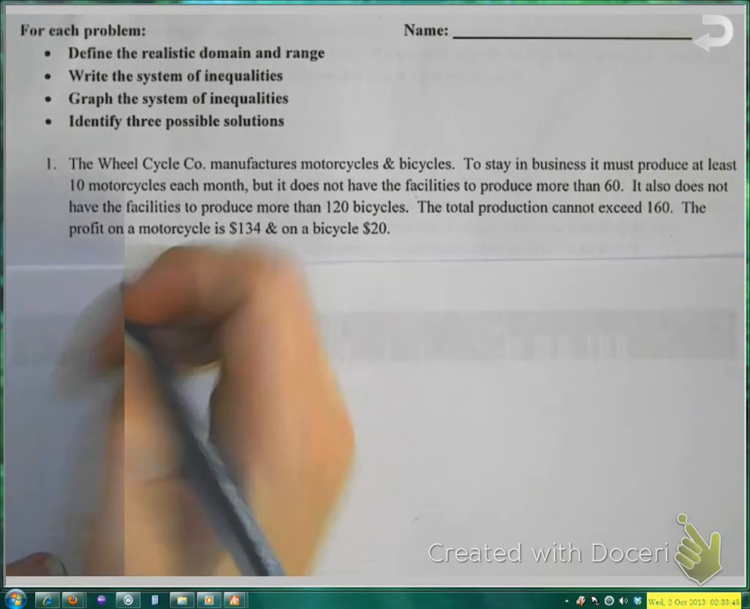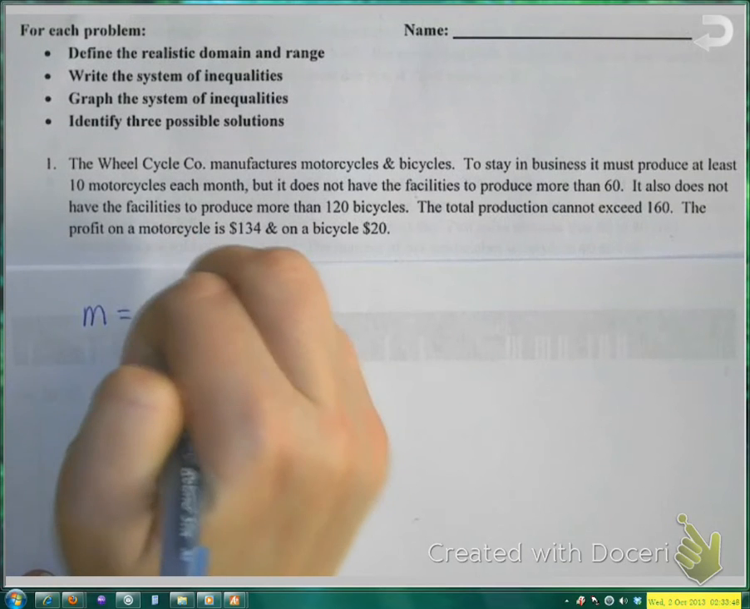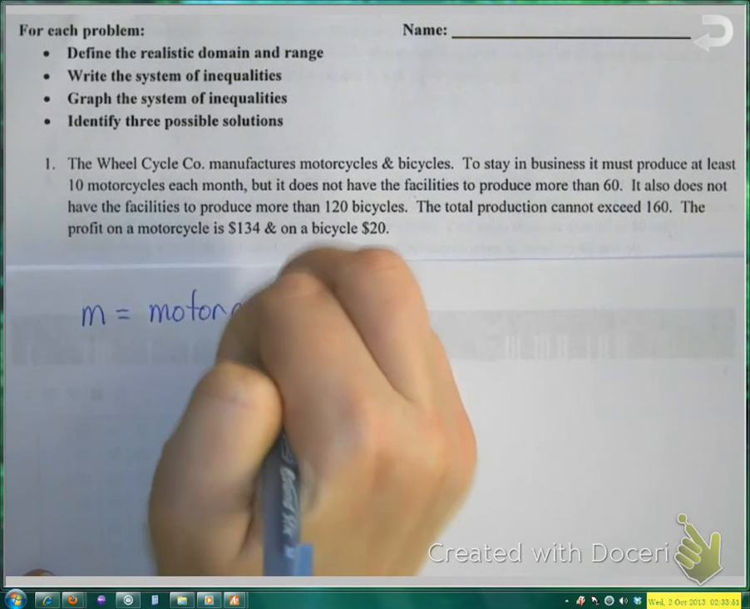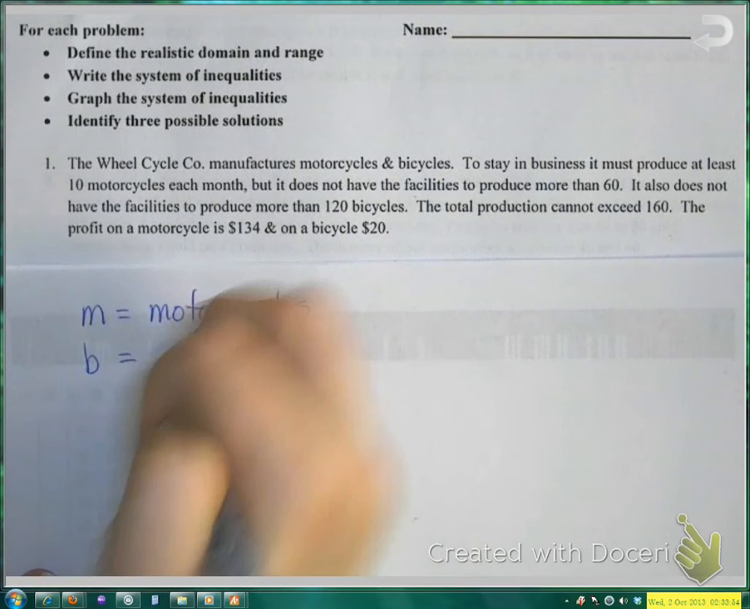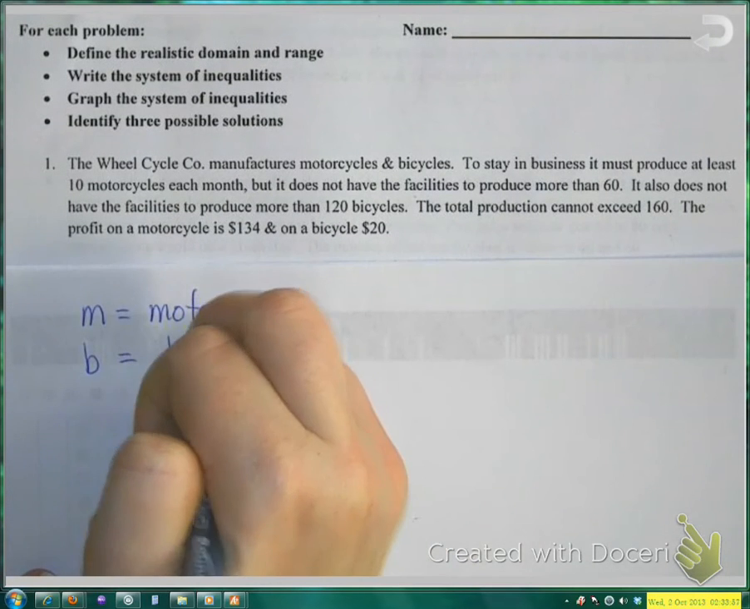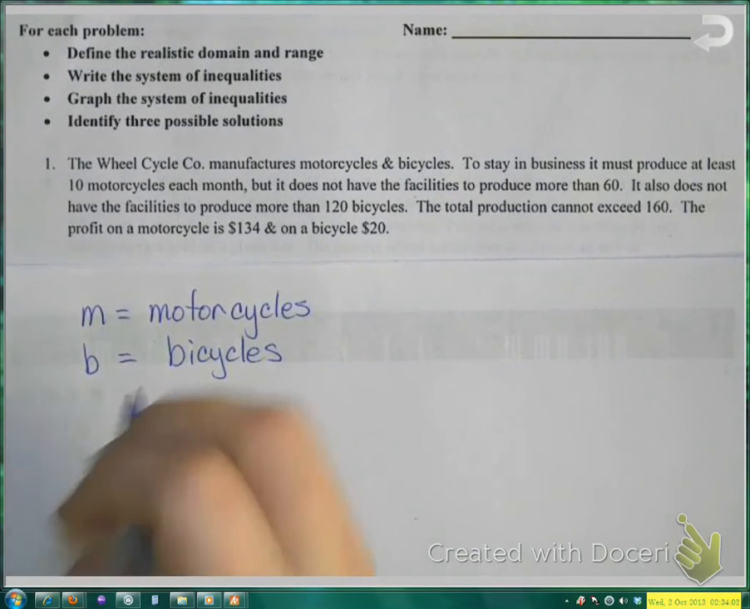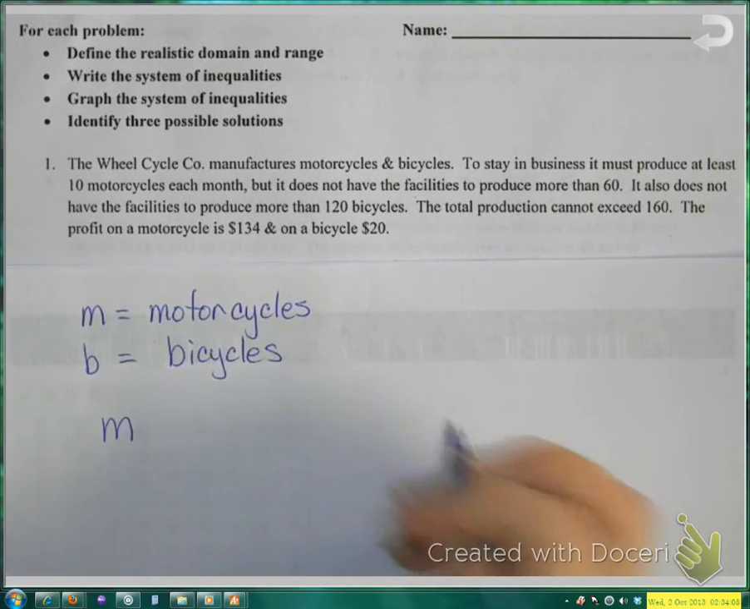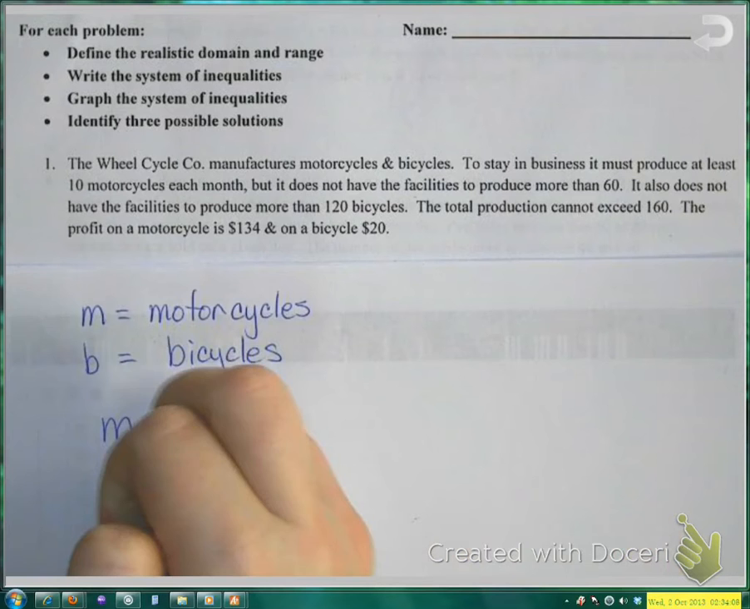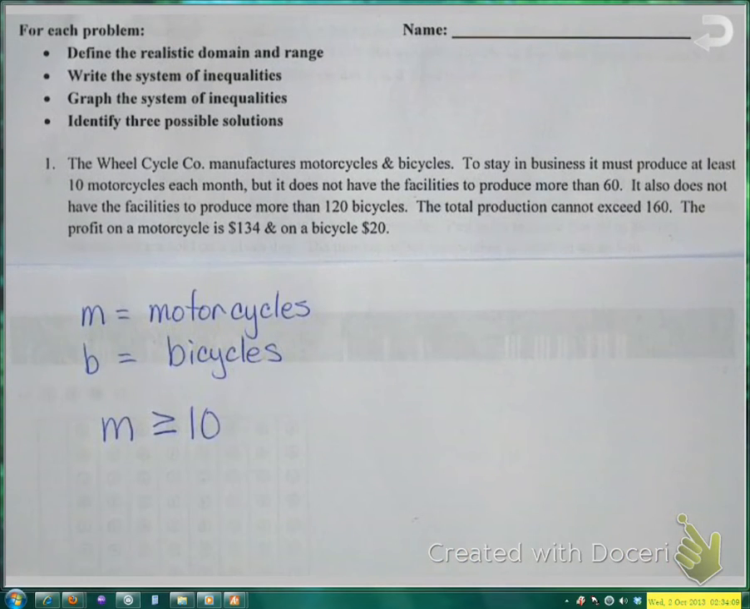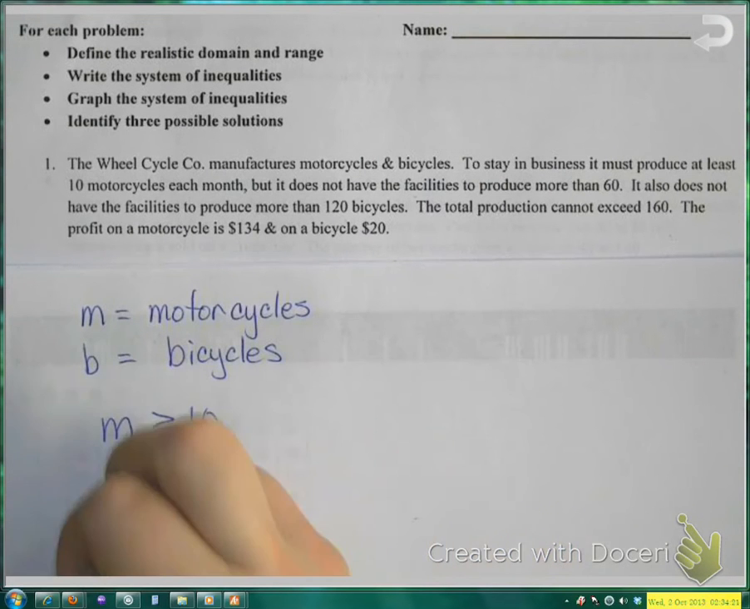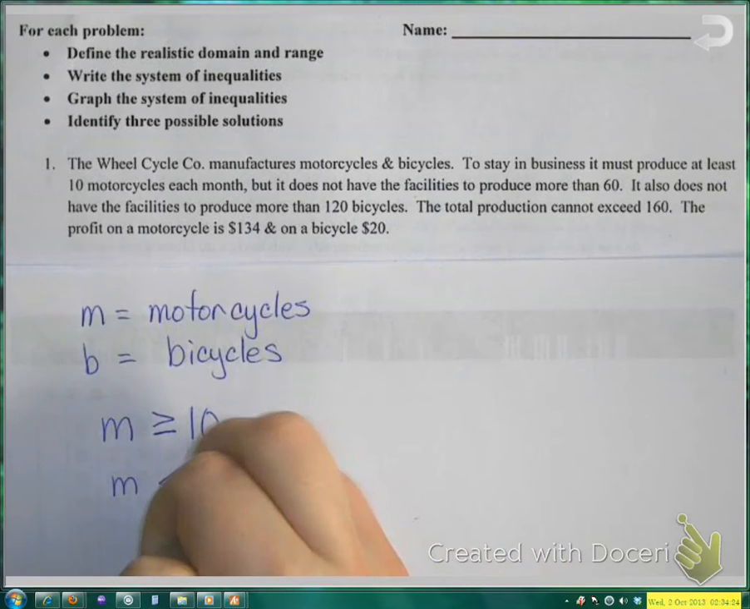So we're going to let M equal motorcycles, and B is going to be bicycles. Real original, right? Now the first sentence tells me what? M has to be at least 10. So that means I want M to be greater than or equal to 10. 10 is the smallest number we can produce. And then it has a but. It does not have facilities to produce more than 60. So if it's not more than 60, then it has to be less than 60.